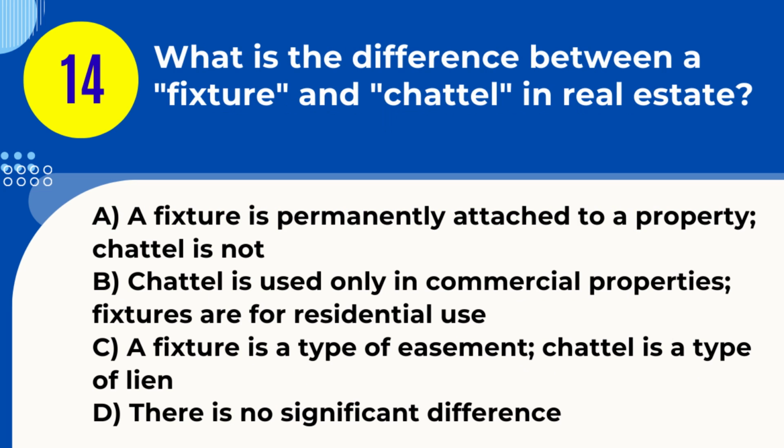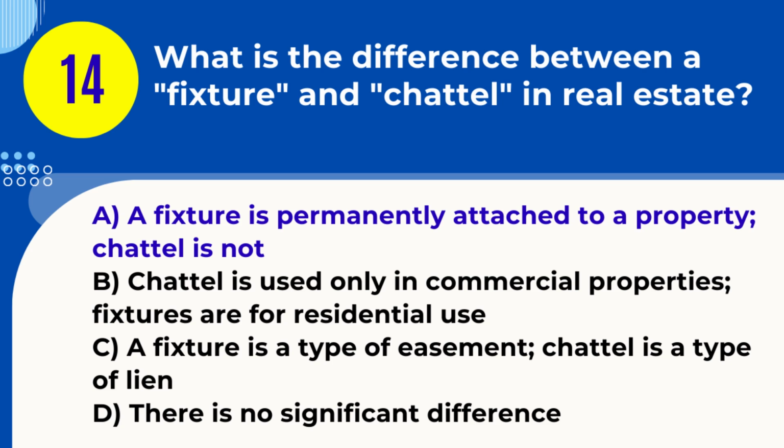Question 14. What is the difference between a fixture and chattel in real estate? A. A fixture is permanently attached to a property. Chattel is not. B. Chattel is used only in commercial properties. Fixtures are for residential use. C. A fixture is a type of easement. Chattel is a type of lien. D. There is no significant difference.